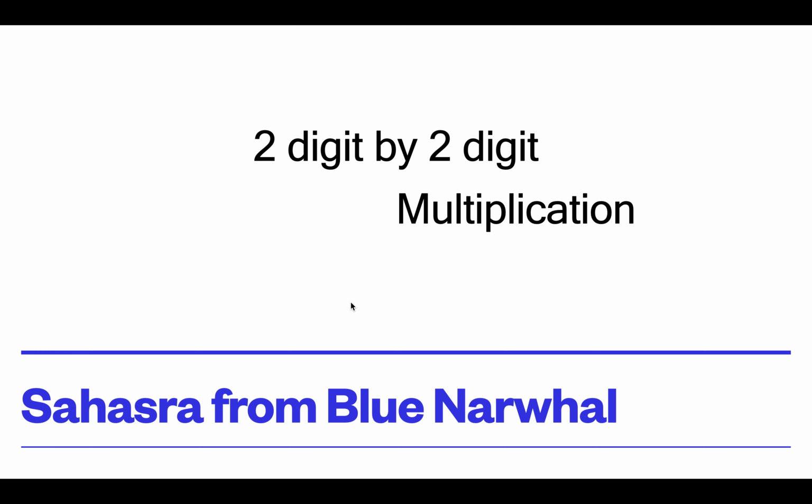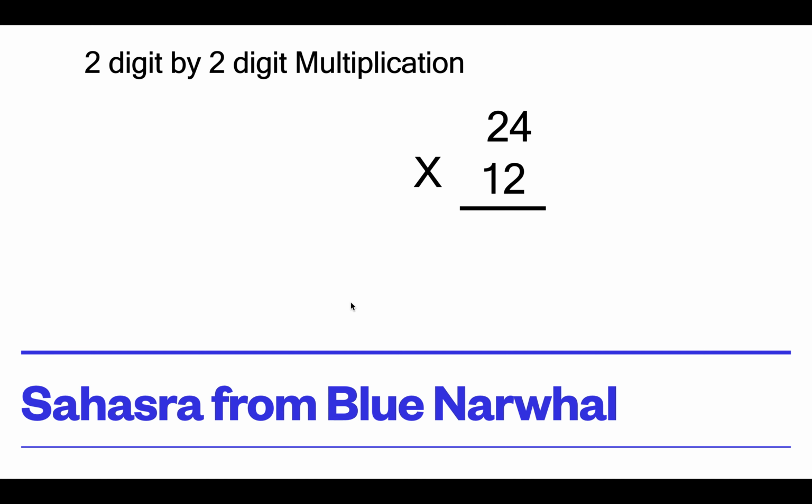Today I'm going to show you 2-digit by 2-digit multiplication in 4 simple color-coded steps. The problem I'm going to use as an example today is 24 times 12.